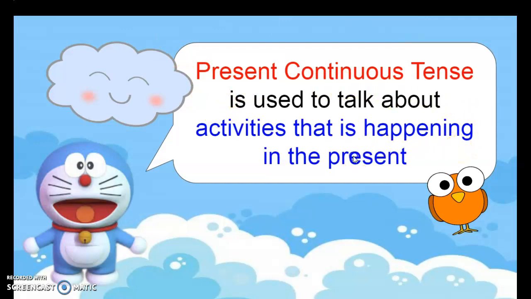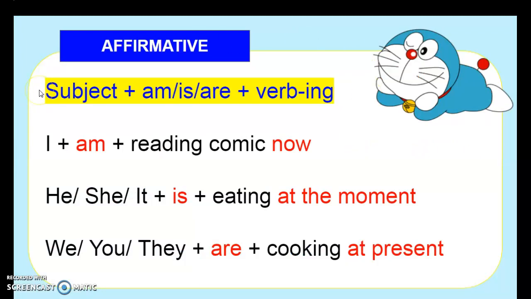Okay. Now we go to this one. Alright, now I'm going to give you the form of present continuous tense. Oke, saya akan memberikan bentuk present continuous tense ya. Dari mulai affirmative, negative, and interrogative. Oke, dari mulai pernyataan atau kalimat positif, lalu negatif, dan juga kalimat tanya.